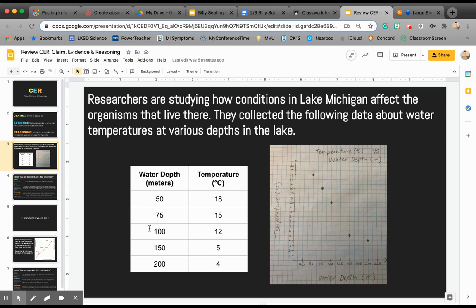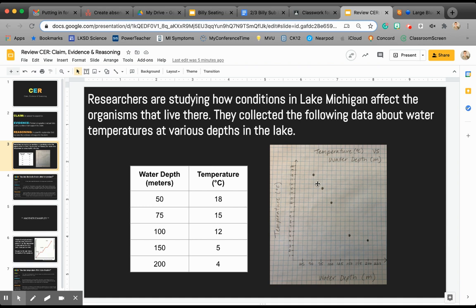Now, I went ahead and took this information and I graphed it, and that's what's shown here on the right-hand side. Notice that the water depth is my independent variable because I can choose what depth I'm measuring at, right? So I'm going to put that on my x-axis. Then the temperature is what I'm observing or what I'm measuring. So that's going to be my dependent variable that goes on the y.